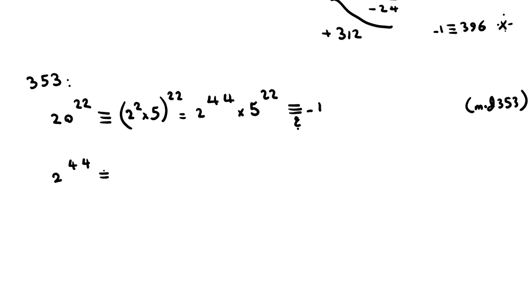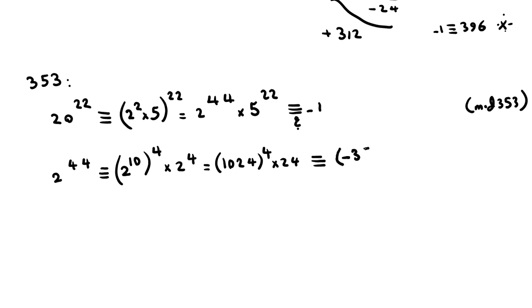We can say it is congruent to 2 to the power of 10 to the power of 4 times 2 to the power of 4. 2 to the power of 10 is 1024, to the power of 4, times 2 to the power of 4. And if we want to see 1024 is congruent to what mod 353, if you subtract 3 times 353, then we will see negative 35 to the power of 4 times 2 to the power of 4.